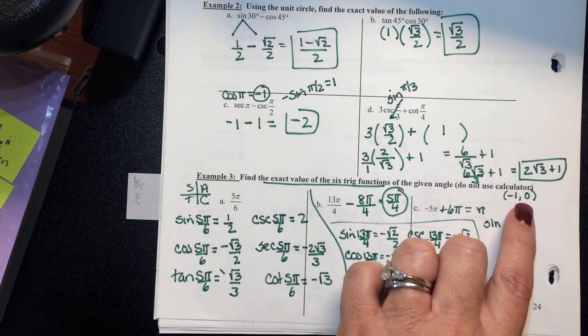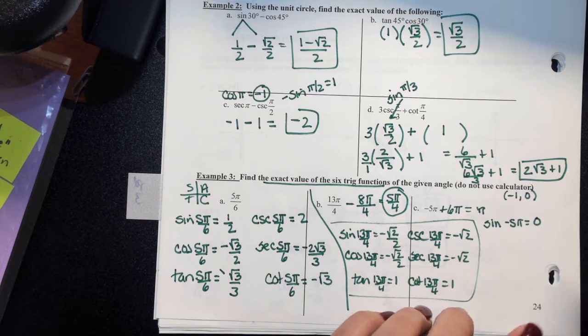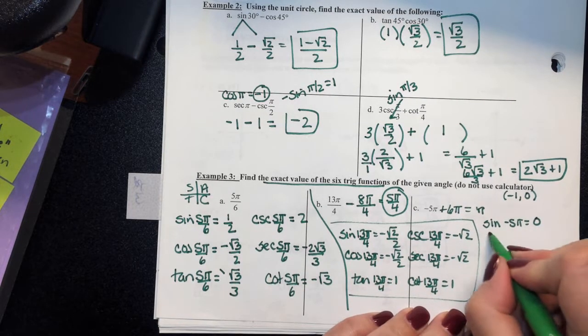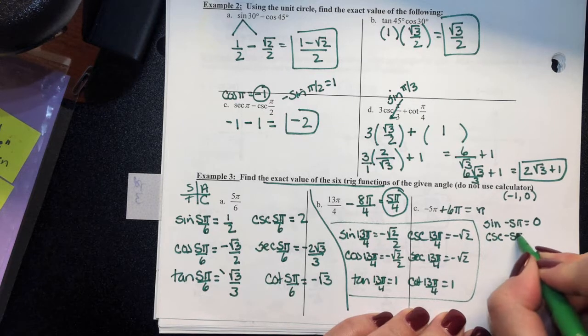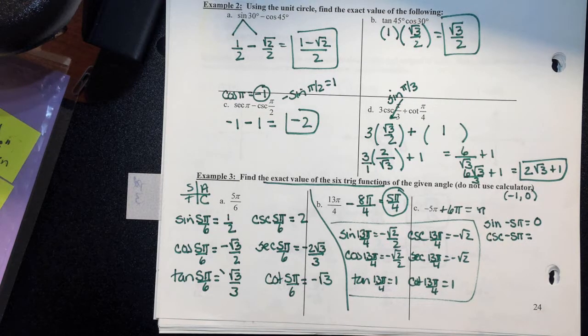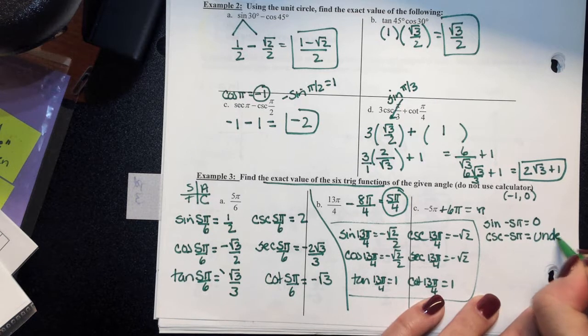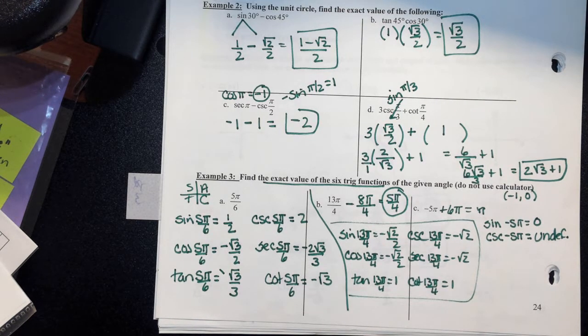So now let's talk about the sine of negative 5 pi. Sine is your y-coordinate, so sine is going to be equal to 0. Let's talk about its reciprocal, cosecant. I mentioned this again. What is the reciprocal of 0? Undefined. Remember, 0 is the only number that does not have a reciprocal. So anytime you have to take the reciprocal of 0, it's undefined.